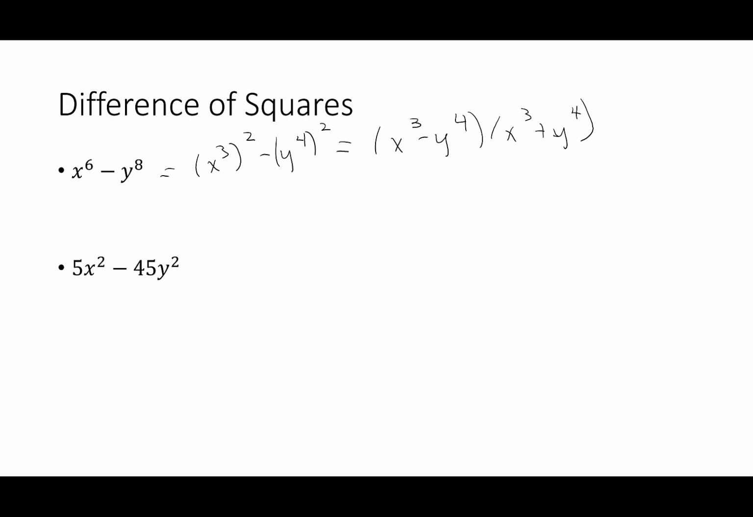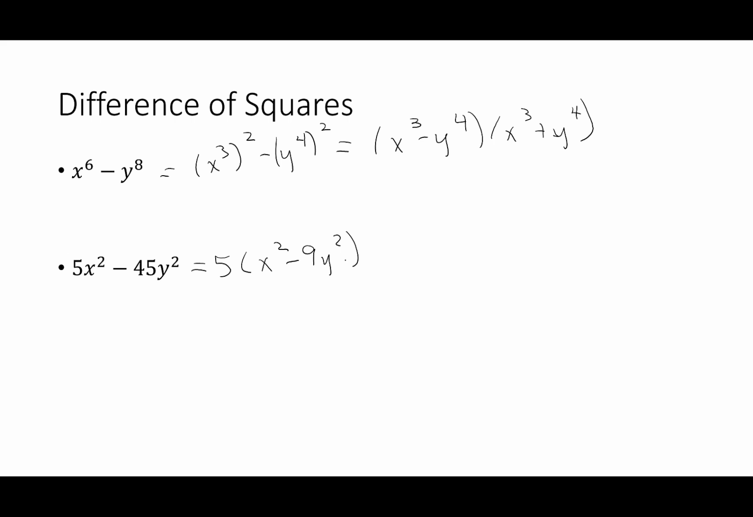The next one, I have 5x squared minus 45y squared. And I want you to stop and look that 5 is not a perfect square, neither is 45. But what if I take that 5 out? Then I have x squared minus 9y squared, and that looks a lot better.